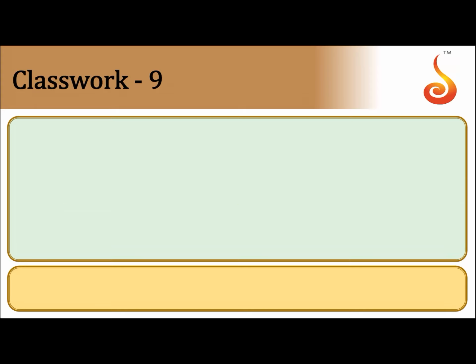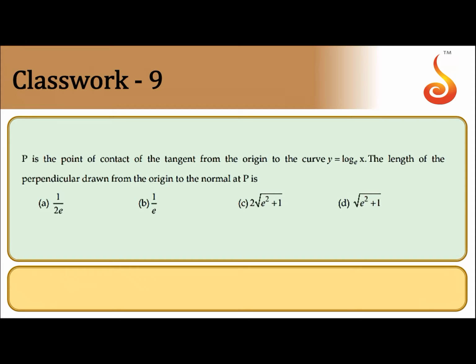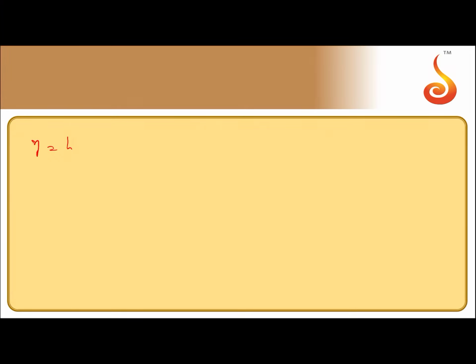A point P is the point of contact of the tangent line drawn from origin to the curve log x. So this is the log x. P is the point of contact of the tangent line. This is P, this is origin. Find the length of the perpendicular drawn from origin to the normal at point P. Let me consider y equals log x. Derivative of this one is 1 by x.